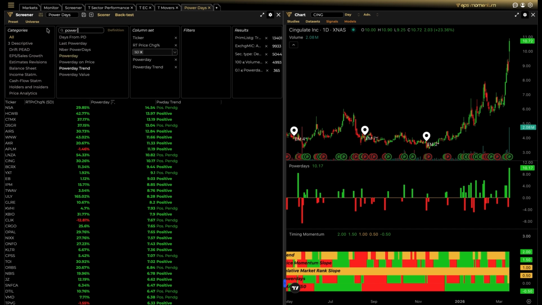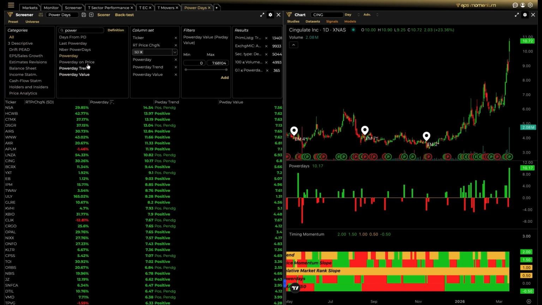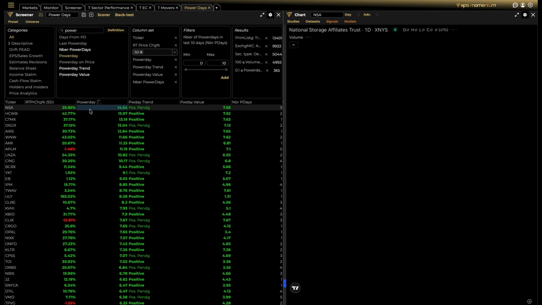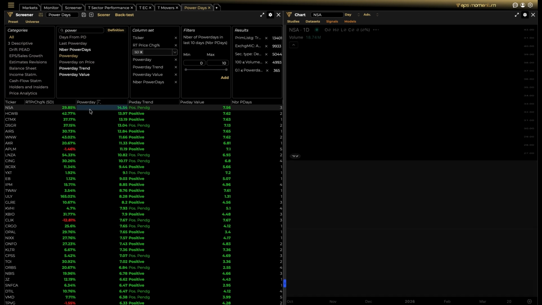Now let's talk about what Power Days actually represent. The idea is simple. Most trading days are just noise. Small price changes, low volume, nothing meaningful, but a small number of days actually define the trend. These are the days when institutions are active. Power days are designed to capture exactly these moments.